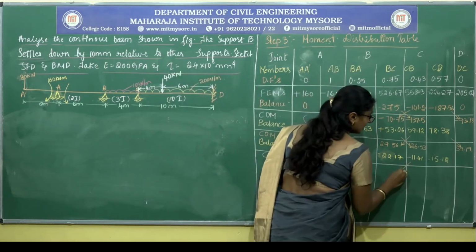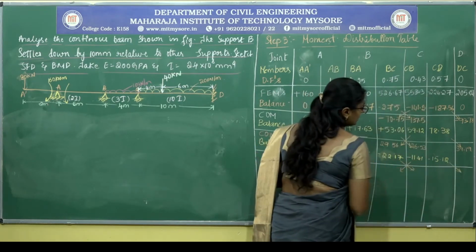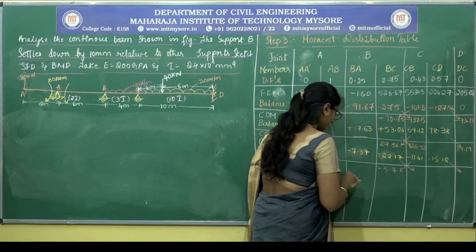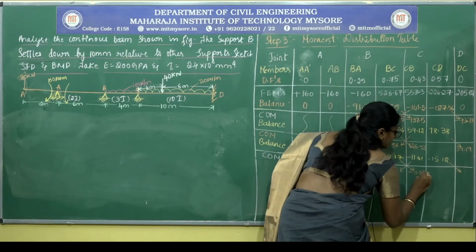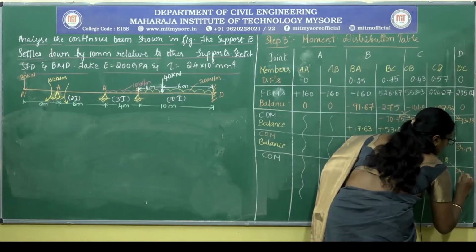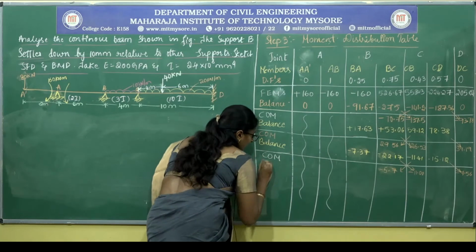Carry over moment is carried only for this. Half of minus 11.41 is minus 5.7, and half of 22.17 is 11.08. Half of 15.12 is minus 7.56. Balance this.